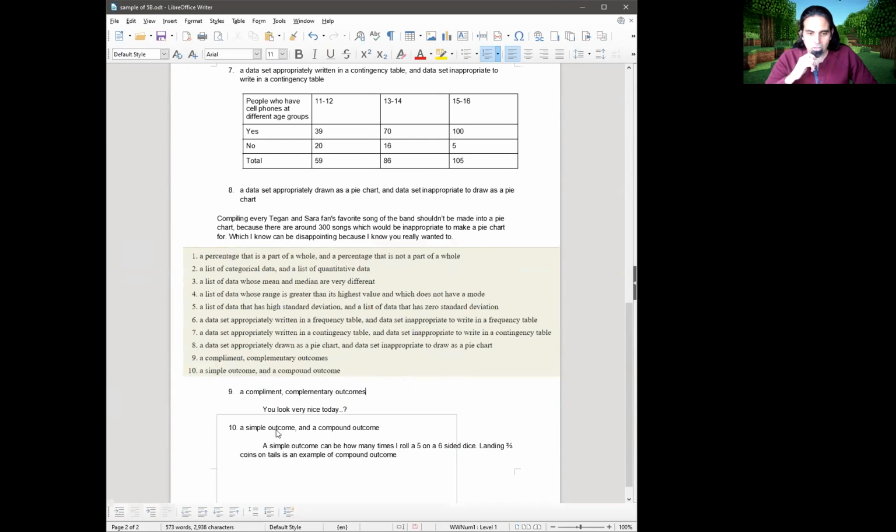And then simple and compound. Simple outcome is one thing from the survey, and compound is let's combine things. So people 13 or older is a compound of those 2 columns. Whereas a simple outcome is who is age 13 to 14 in this survey.